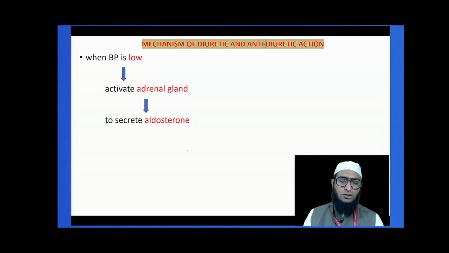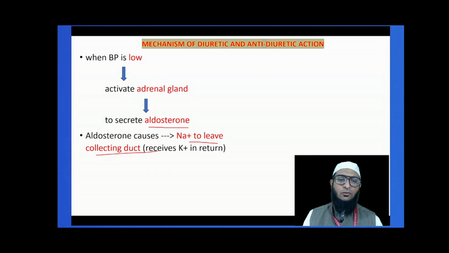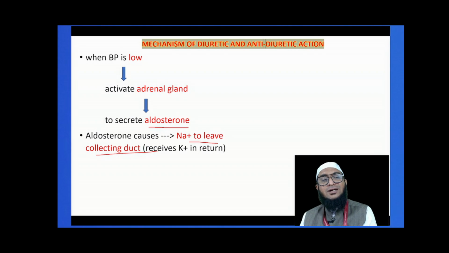Now, what will happen with the secretion of aldosterone? Aldosterone is going to reduce urinary output. Due to the reduced urinary output, the water retained in the body will help to increase the blood volume and also the blood pressure. Aldosterone causes sodium to leave the collecting duct. When it does, always remember that along with the sodium, there is also movement of water. So when sodium moves, water will also move.